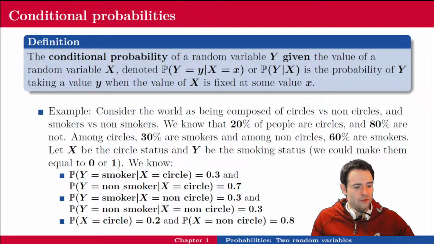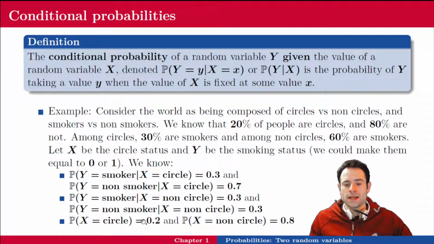The other information we have is that there is a 20% chance of finding a circle in the street and an 80% chance of finding a non-circle. This is the first piece of stats, the first numbers I gave you. Note that this first sentence doesn't say anything about smokers. We know that 20% of people are circles and 80% are not. So we just have the probability of finding a circle and the probability of finding a non-circle.